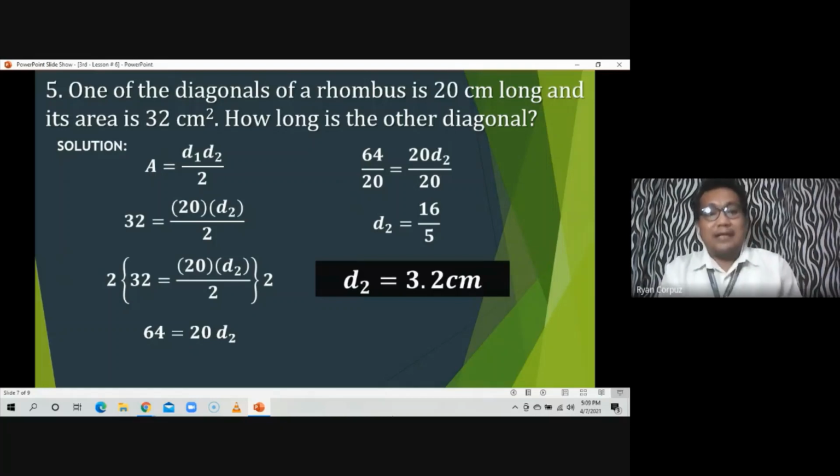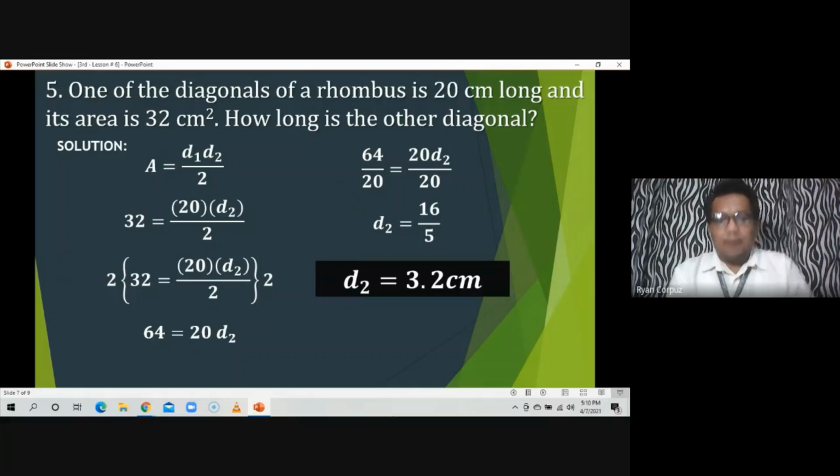3.2 centimeters, since the unit of measurement involved there is in terms of centimeters. So 3.2 centimeters yung other diagonal. Bakit hindi square centimeters? It's because we are only looking for the measure of one of its diagonals. We are not looking for the area of it. So did you get that? So yun yung kaibahan kapag area ang hinahanap mo than dun sa diagonal lang or dun sa base lang. Okay? Did you get example number 5?